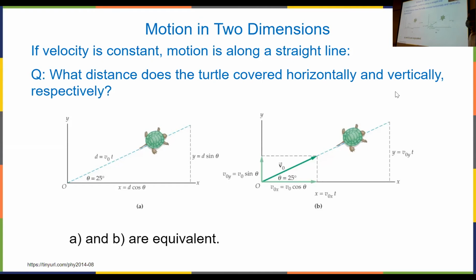So this is two-dimensional motion. Basically you break the motion into two dimensions, and then you do one-dimensional motion along one dimension, and then the other one along the other dimension.